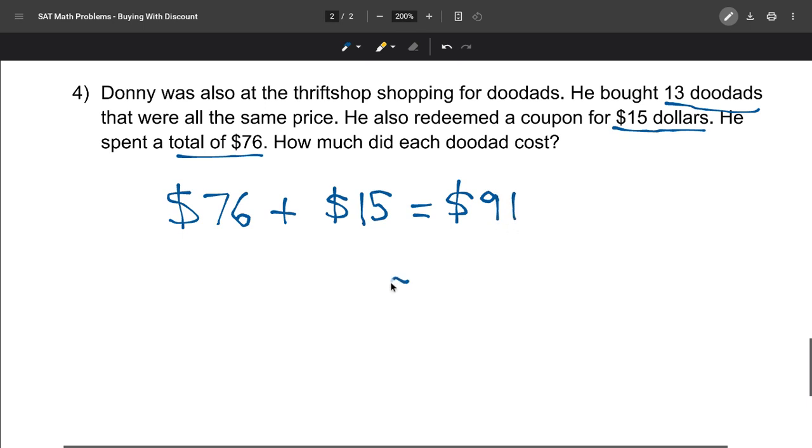Then we're going to take the $91 and divide that by 13. And it's going to be $7. $7 per doodad that he spent.